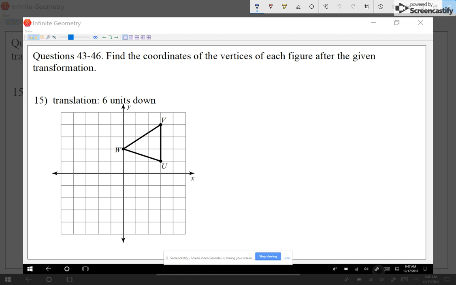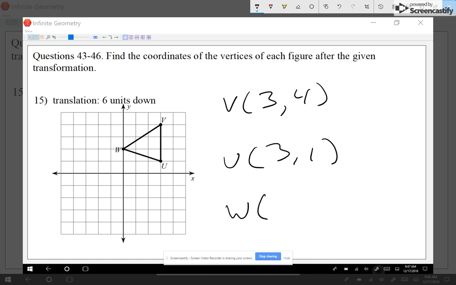Esmeralda. All right, so looking at today's stuff, number 15: find the coordinates of the vertices of each figure after the given transformation. So let me look at the original coordinates of point V, point U, and point W. Looking at V, the coordinates are 3, 4. Looking at U, the coordinates are 3, 1. And looking at W, the coordinates are 0, 2.